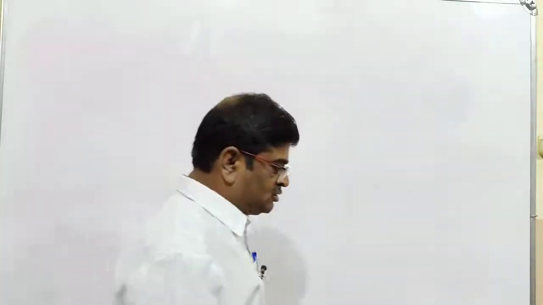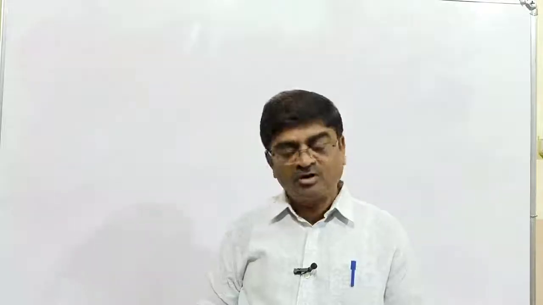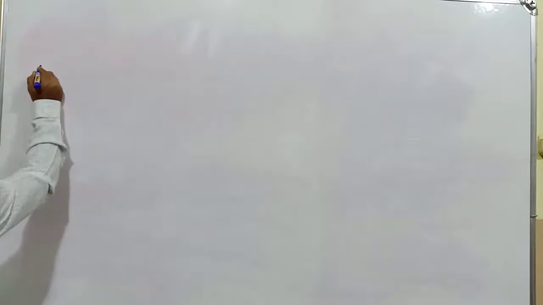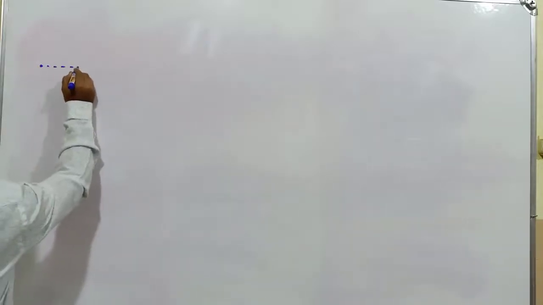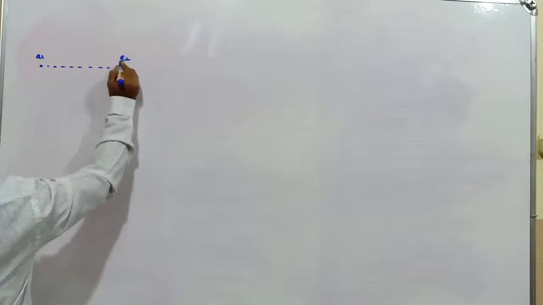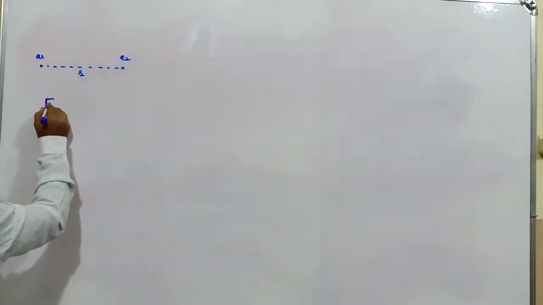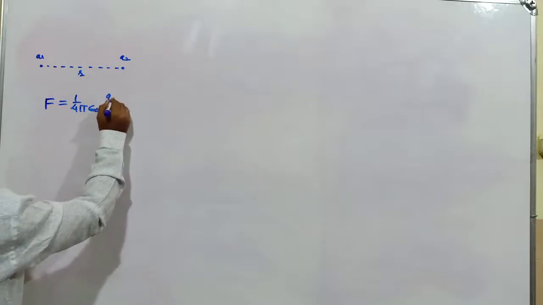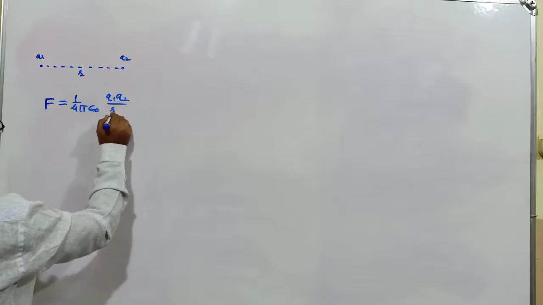Okay, so with this background, I would like to have certain important discussions that will particularly help you in competitive exams. For these two charges at separation R, when they are in the air or vacuum, I know the force is calculated as F equals 1 upon 4 pi epsilon naught Q1 Q2 by R square.